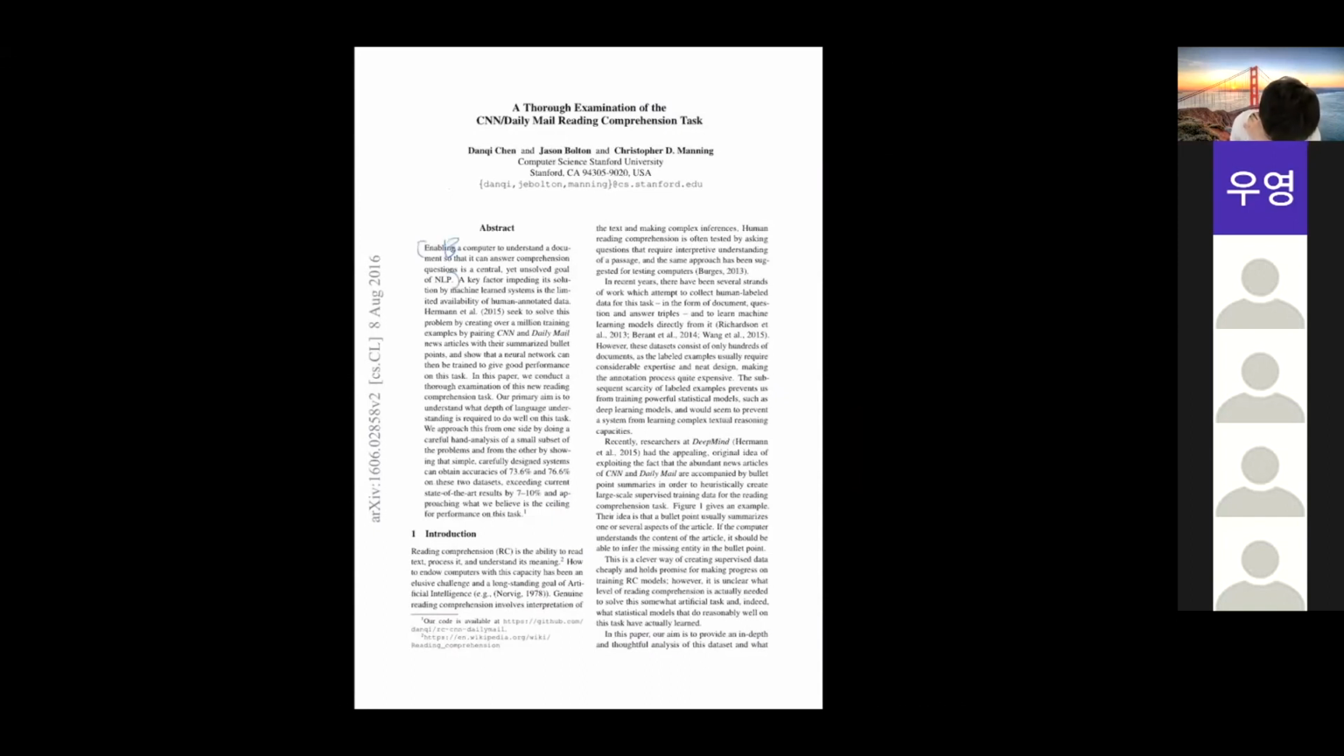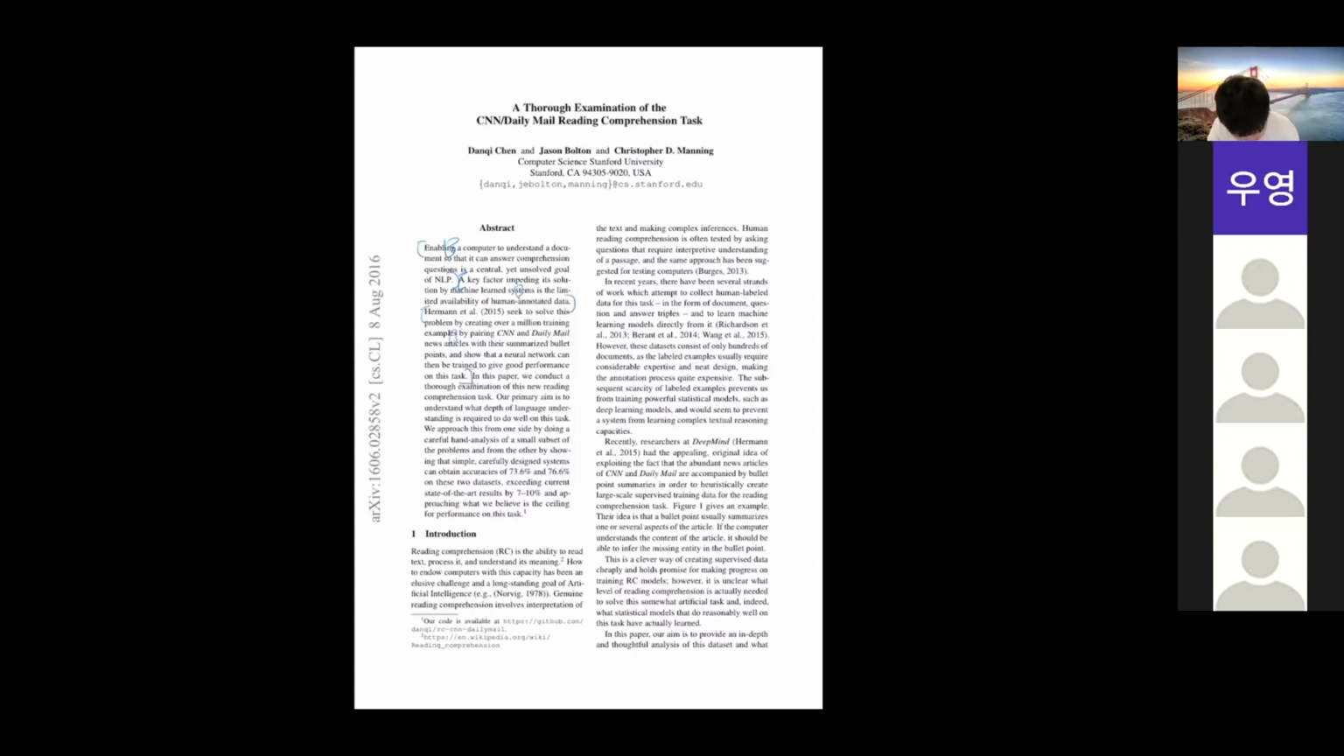A key factor impeding its solution by machine learned systems is the limited availability of human annotated data. This is also kind of background, right? Hermann et al., which we just read, seek to solve this problem by creating over 1 million training examples by pairing CNN and Daily Mail news articles with their summarized bullet points, and show that a neural network can then be trained to give good performance on this task. This is also kind of background.